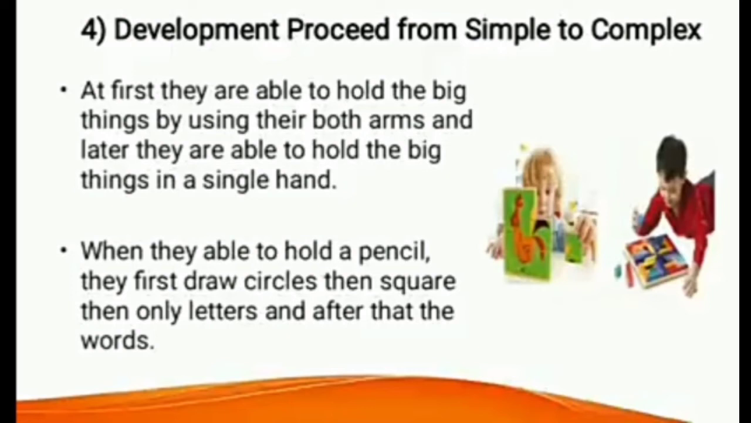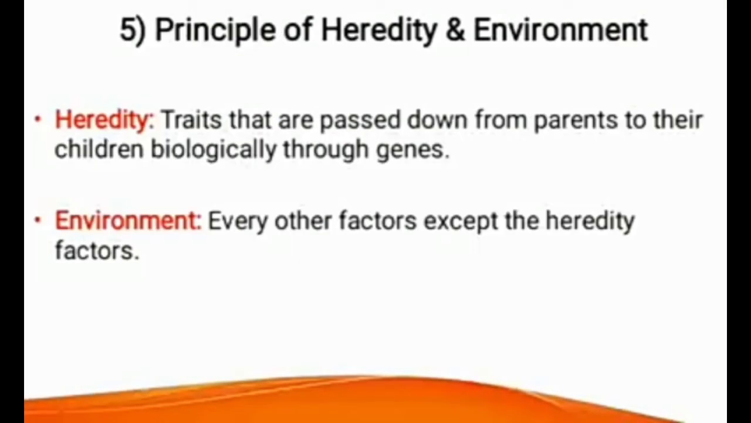Now, the fourth principle is, development proceeds from simple to complex, which means at first, they are able to hold big things using both arms, and later, they are able to hold big things in a single hand. When they are able to hold a pencil, they first draw circles, then squares, then only letters, and after that the words.